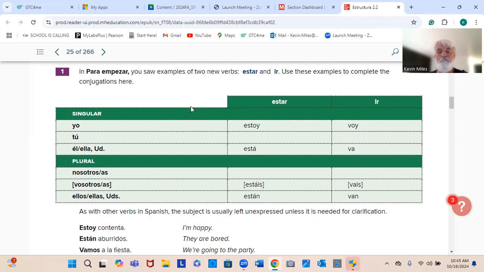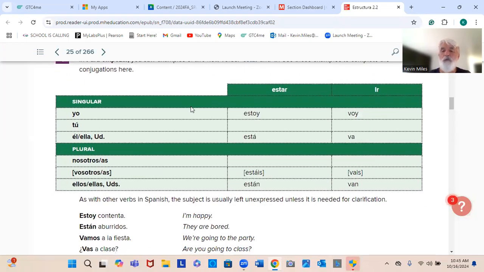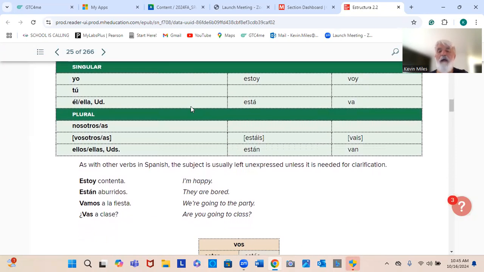What about ir? I go or I am going is yo voy. You are going is tú vas. He is going, él va. You are going, usted va. We are going. Nosotros vamos. Vamos. And they are going, ellos van. Make sure you can conjugate these verbs. Again, I saw in the chapter 1 test, sometimes people just didn't bother even to internalize or learn some of these conjugations. And they're very simple.